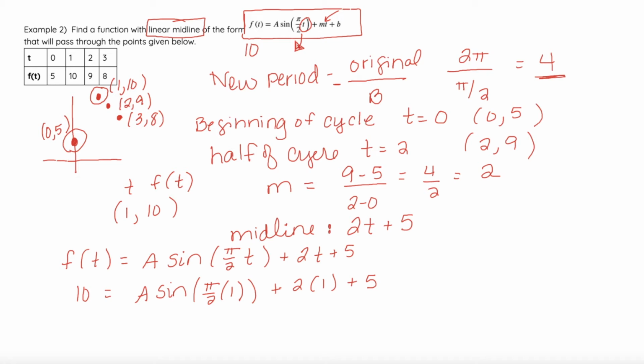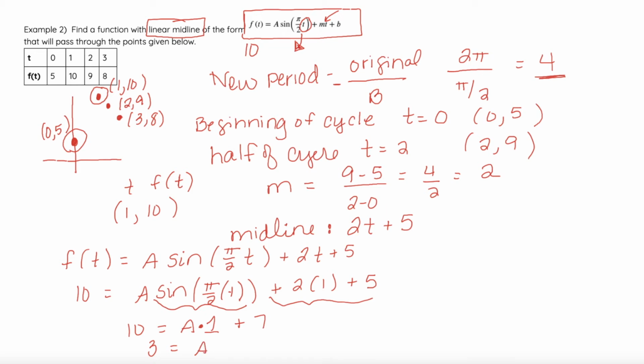Well, pi over 2 times 1 is pi over 2, and sine of pi over 2, looking at our unit circle, is 1 itself. And 2 plus 5 over here would be 7. So I have A times 1 plus 7 is 10. Therefore, 3 is equal to A.